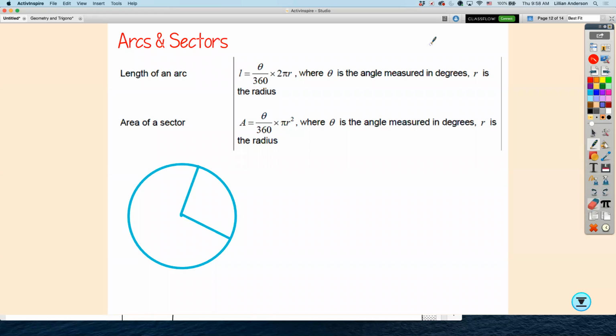Arcs and sectors is the last bit. The length of an arc and the area of a sector. Pull them straight from your reference booklet. Theta over 360 times 2 pi r, or theta over 360 times pi r squared. Arc length is essentially the perimeter, or part of the circumference.